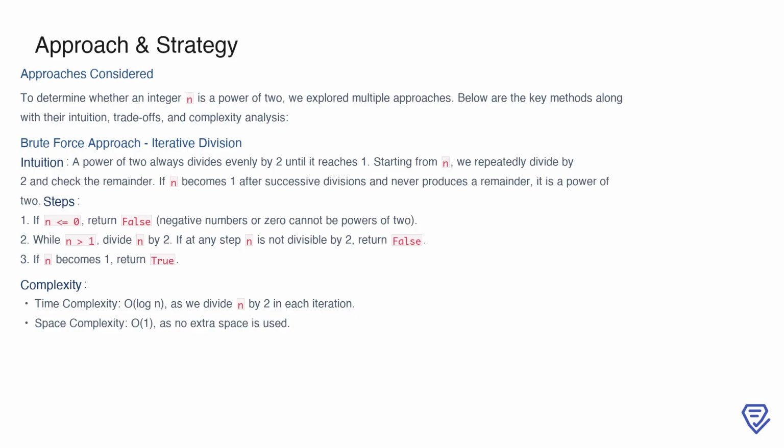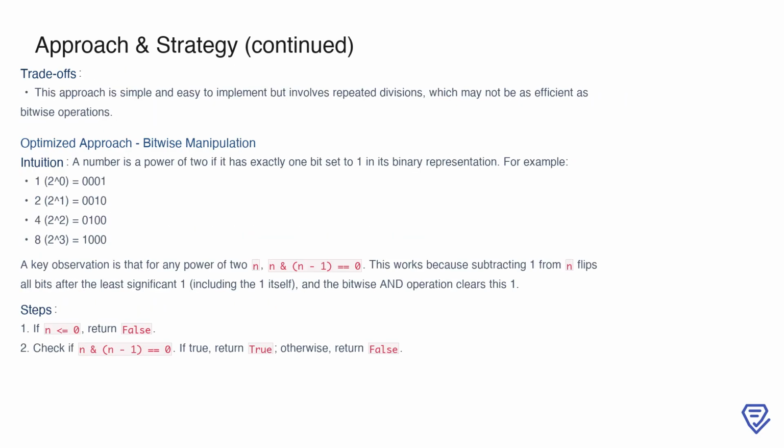This approach is simple, with a time complexity of O(log n), due to the repeated divisions, and it requires no additional memory, giving it a space complexity of O(1). However, there are trade-offs to consider, which we'll explore next. The iterative division approach, while straightforward, has limitations. It involves multiple division operations, which can be less efficient compared to bitwise techniques.